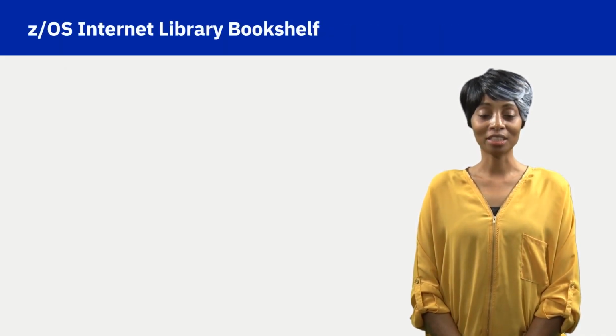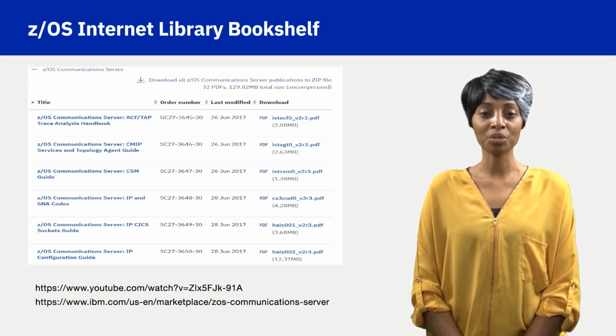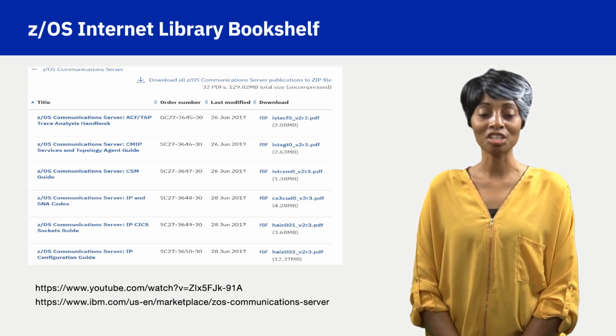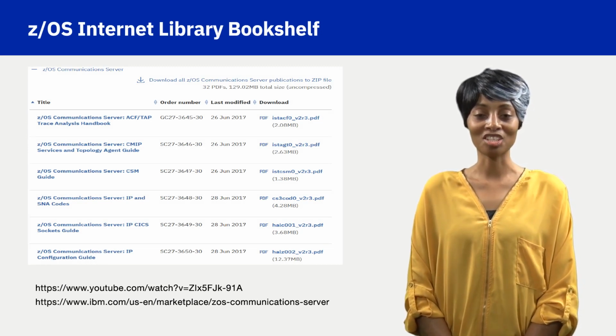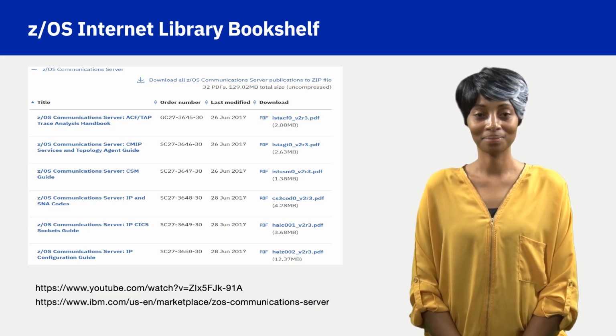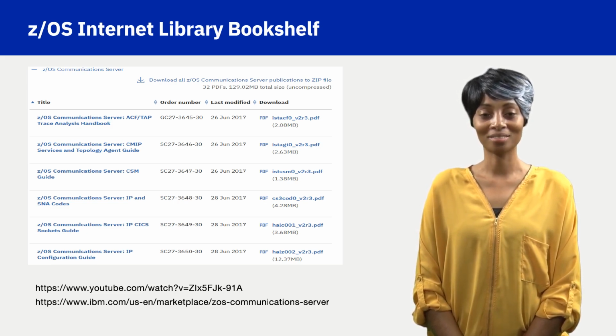To advance your knowledge and skill level, review the IBM Red Book Z Connectivity Handbook, the 32 manuals dedicated to Communications Server, and the z/OS Internet Library Communications Server bookshelf. Many excellent sources of information exist for Communications Server, such as the URLs on the chart.